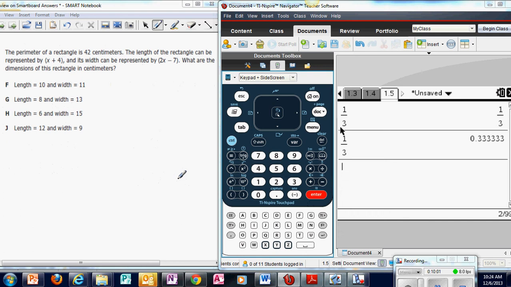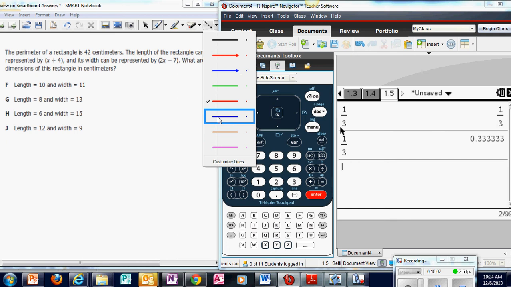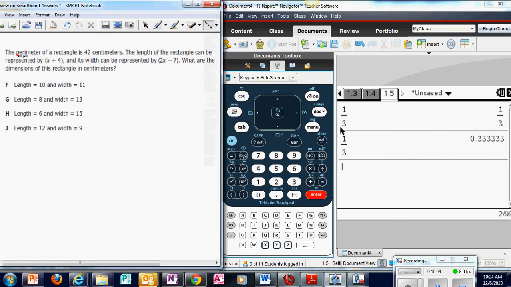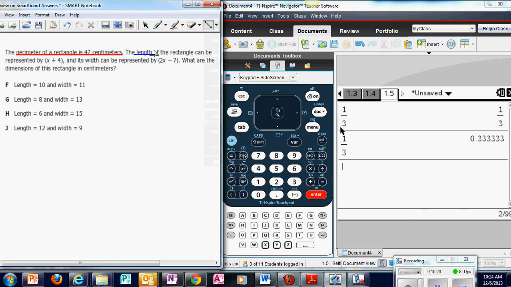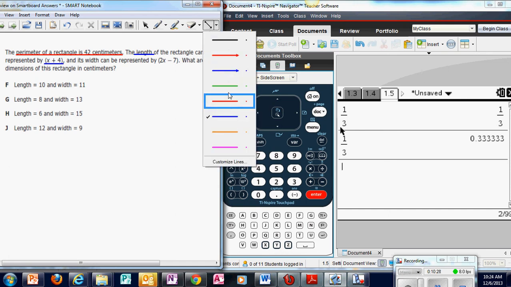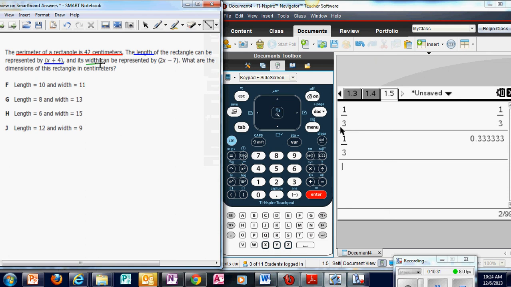Okay? Moving on. Alright, the perimeter of a rectangle is 42 centimeters. So perimeter, I'm going to start underlining my information in different colors. Perimeter of a rectangle, 42 centimeters. The length of the rectangle can be represented by x plus 4. So the length is x plus 4. The width can be represented by 2x minus 7. Width, 2x minus 7.